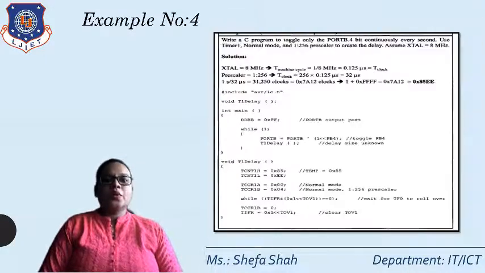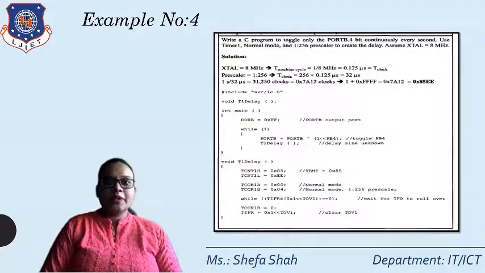Yeah. Now next, that is example number 4, which states that again here we have to write the C program for PB5 port B continuously every second. So a 1 second delay has been given to us. We need to use timer 1, normal mode, and 1:256 prescaler to create the delay, right? And XTAL is equal to 8 megahertz. So here we have calculated, as it is 8 megahertz, so 8 megahertz divided by 256 will give us a clock time of 32 microseconds.